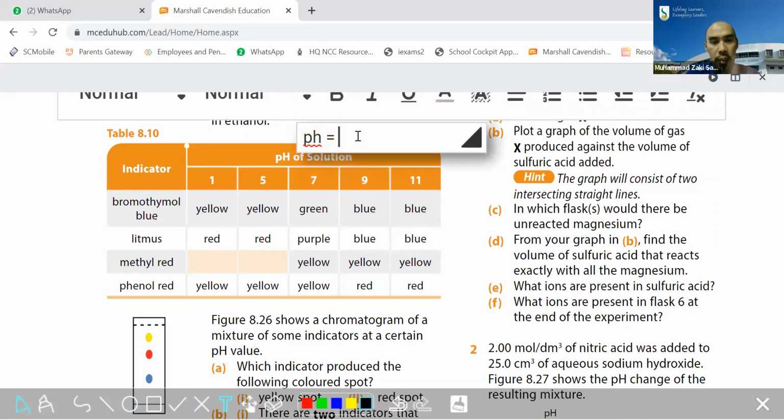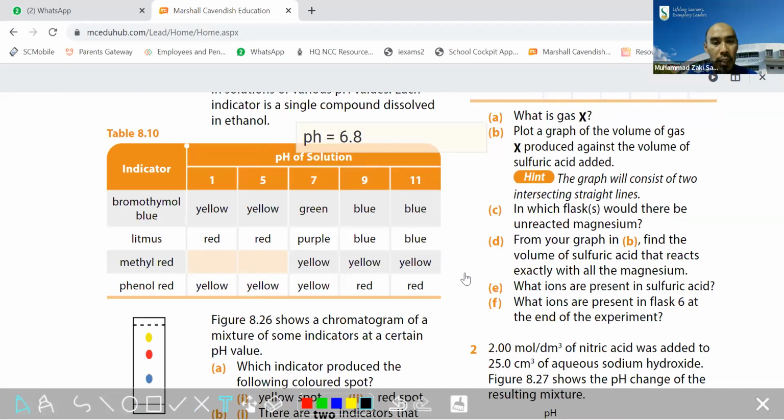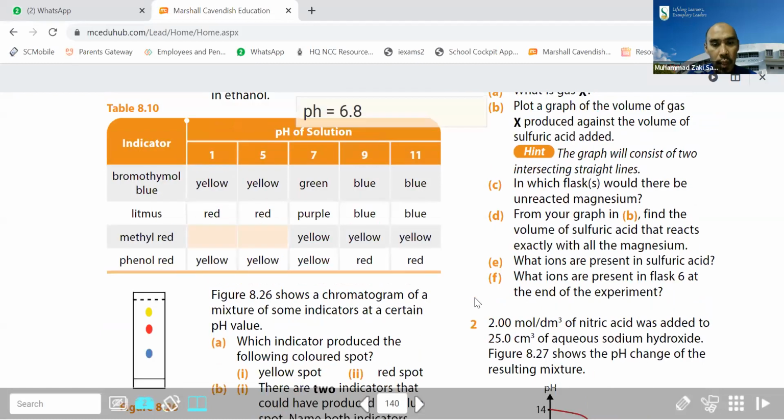6.8. We're going to Google 6.8. Okay, so let's say the pH is 6.8. So which indicator shows the yellow spot? Okay, so the yellow one should be bromothymol blue or phenol red, right? The red spot should be. Okay, so these are questions that they can ask.